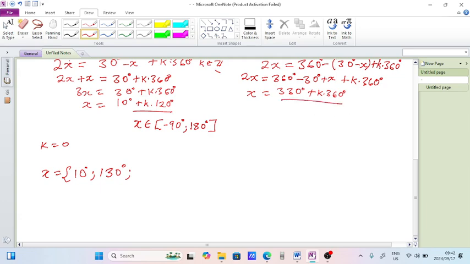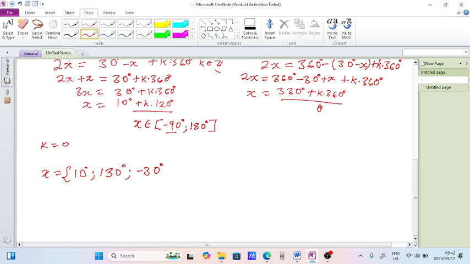Now let's come to this side. Let's put k to be 0. What do you get? You get 38, it's outside the interval, if it's 180 again. Now if you put 1, obviously it will be greater. Let's put minus 1. Negative 30 degrees is within the interval, because it is before negative 90 degrees again.